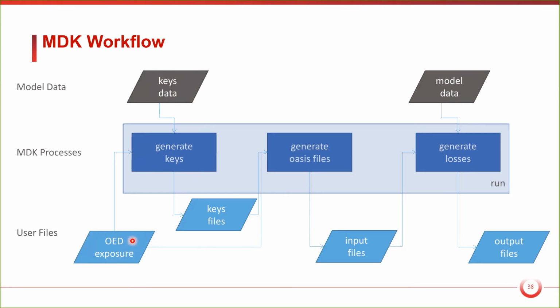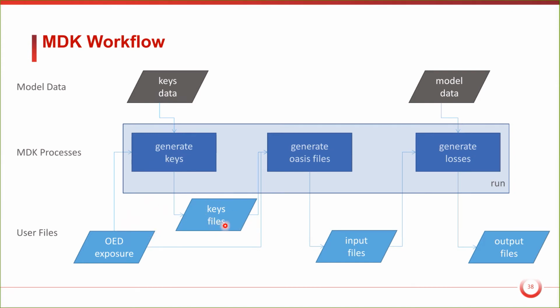So we start with an OED exposure set of files, and we pass that into the MDK, and we run a process called generate keys, which is that keys lookup service that we've just touched on. This takes the exposure data, maps it against the specific keys data relative to the model, and says, look, here are the 800 locations of your 1,000 with their area peril IDs and vulnerability IDs, and the 200 that didn't map. So you get an idea at this point what you're going to actually model, and you also get some model-specific representation of the exposure that we've talked about.